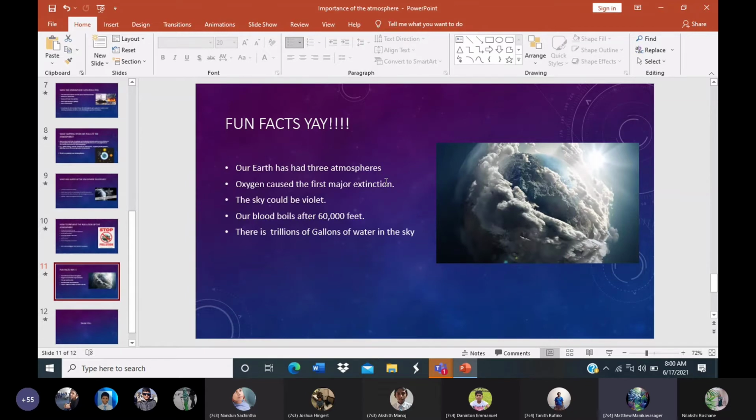Now, our sky could be violet. It is because of the rays of the sun that our sky is violet. Because of our eyesight only, we see it as blue. Our blood boils after 60,000 feet. This happens because of the atmospheric pressure. There are trillions of gallons of water in the sky, but that doesn't mean that we can waste water. So let us keep our atmosphere safe because it is really important for us.